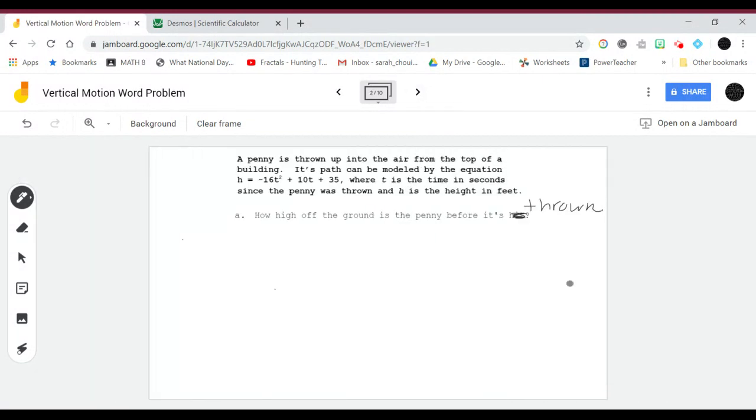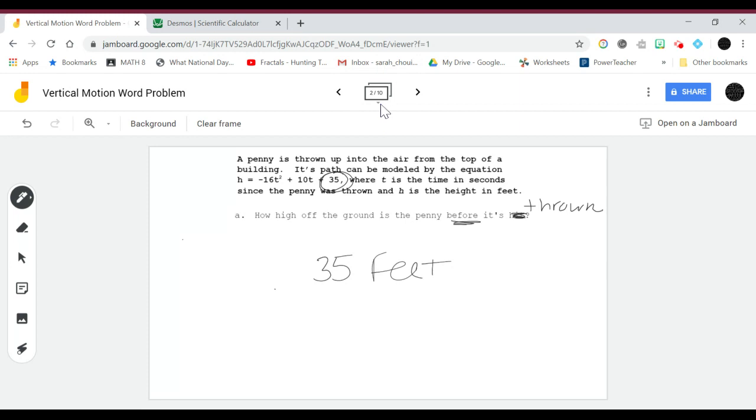A penny is thrown up into the air from the top of a building. Its path can be modeled by the equation where t is the time in seconds since the penny was thrown and h is its height in feet. So how high off the ground is the penny before it's thrown? To start, it's going to start at the y-intercept. So its starting height is the y-intercept, which is always the c value. So it's going to start 35 feet off of the ground.